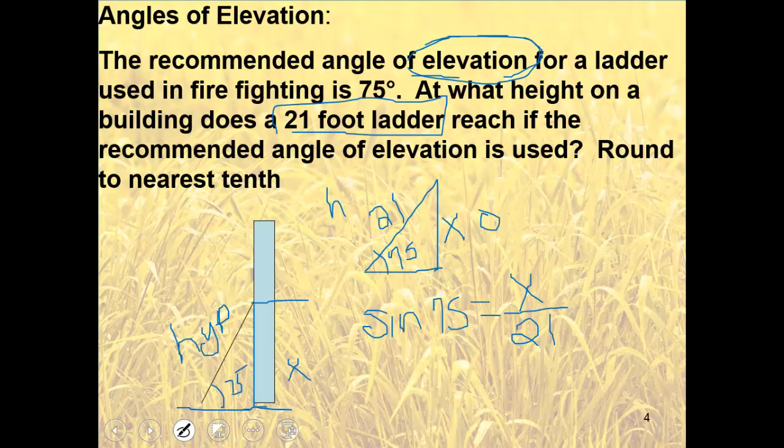So to solve for x, I multiply both sides by 21. And I get 20.3 feet up the building. So this has to be 20.3 feet.